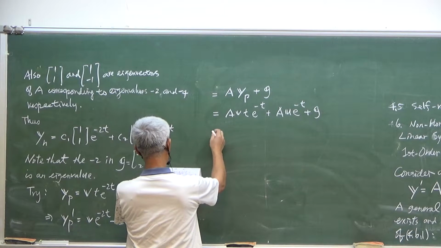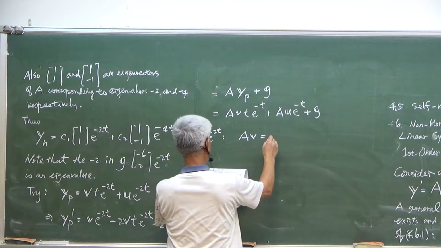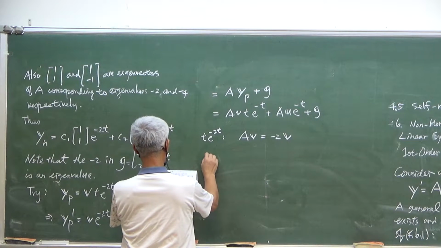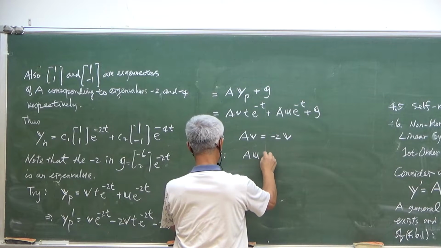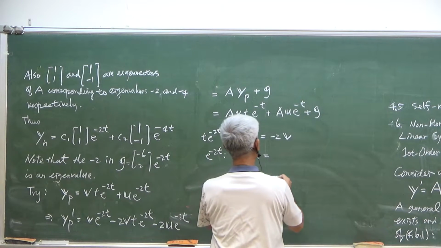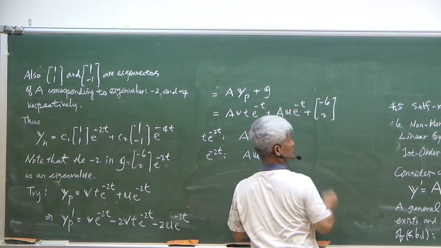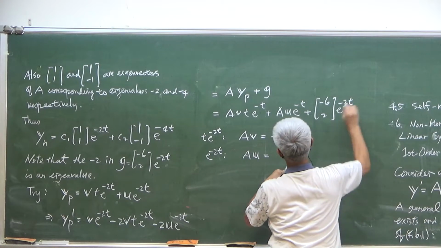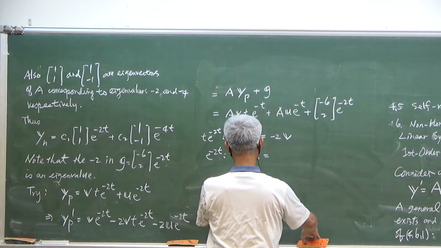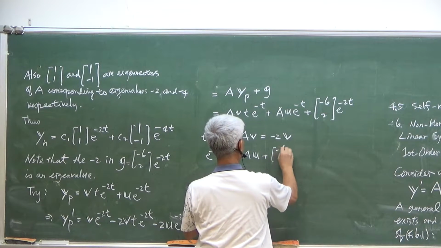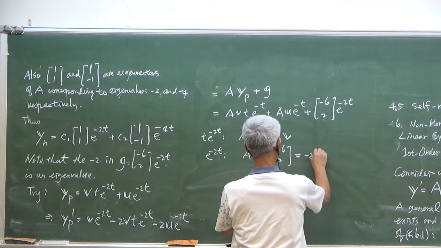So we compare for the function t times e to the minus 2t. We know that A v is equal to minus 2v. For the function e to the minus 2t, we have A u plus g equal to, okay, I have to write down, this is equal to minus 6, 2, so we have v minus 2u.